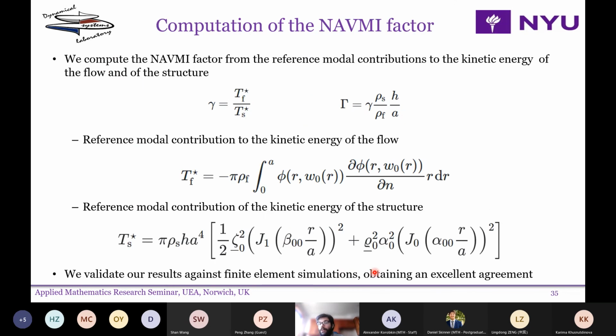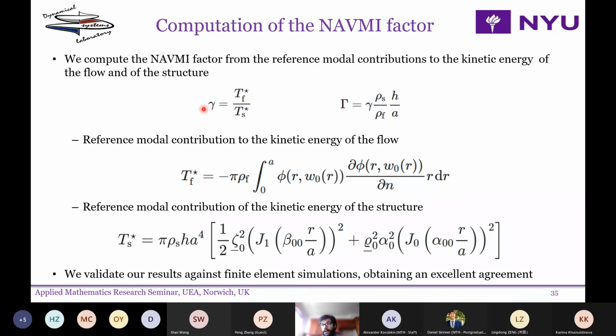At this point, we found the potential. And once we found the potential, we are ready to evaluate the NRB factor. We can find, from integration, the kinetic energy of the flow. And in this case, that leads to an integral over the boundary of the membrane by using Green's theorem. And then we already found from before, from the structural problem, the contribution of the kinetic energy of the structure. We take the ratio and we find the NRB factor.